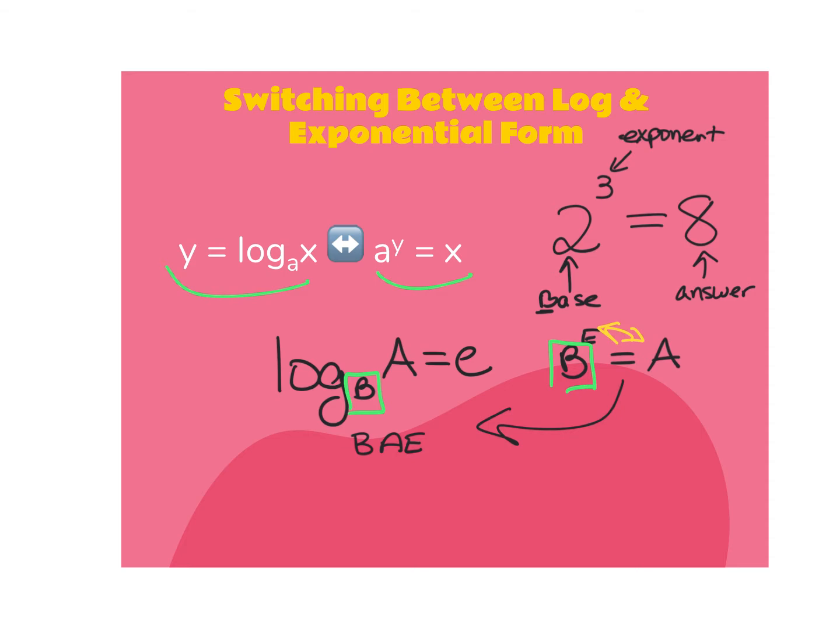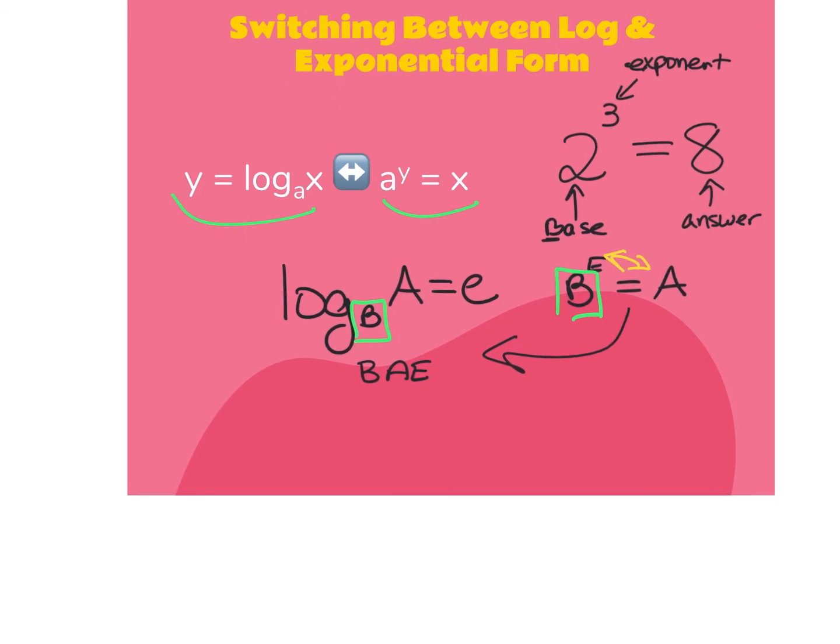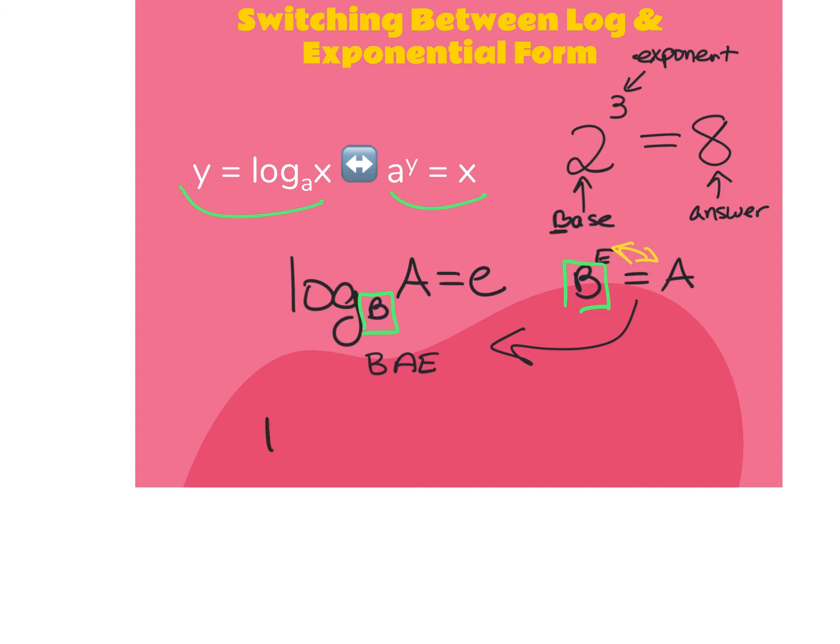So what we're going to be doing is switching back and forth. We'll be switching from something that's given to us in log form, and they may ask us to switch it to exponential, or it may be initially given to us in exponential form, and they're going to ask us to switch it to log form. When we go to solve these equations, if you can't solve it the way it's given to you in whatever form that may be, then try switching it to the other form. So that's going to be the main idea here.